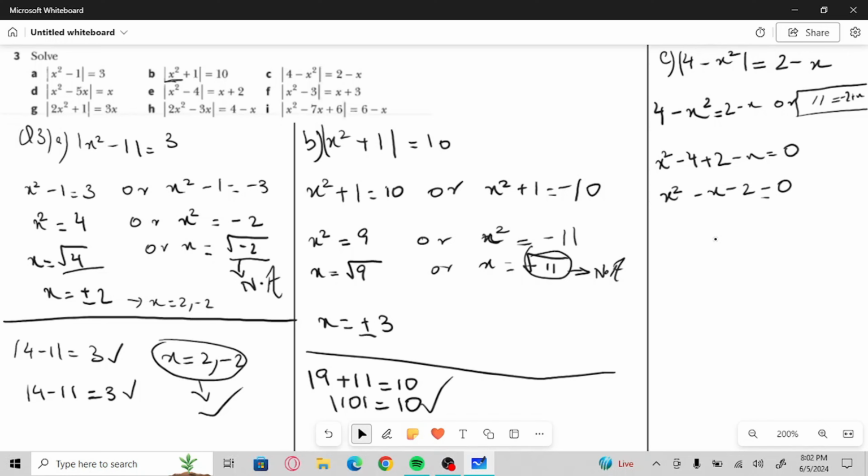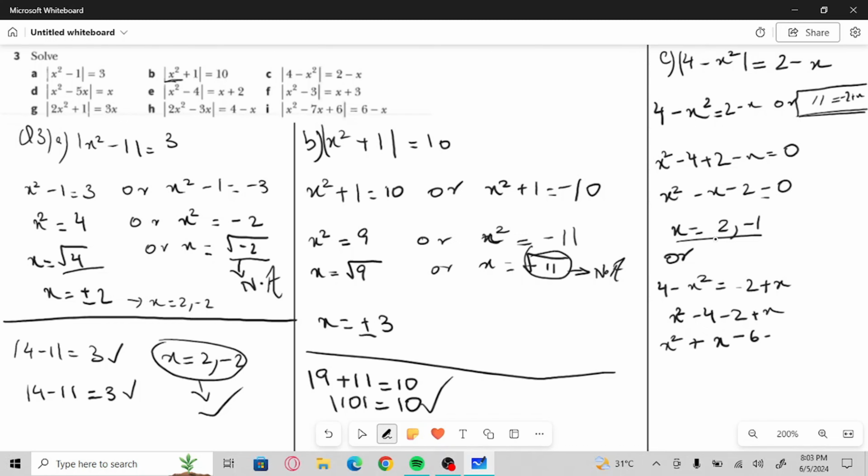And if you are unclear how to get the quadratic equation on a calculator, search for it on YouTube. There are thousands of videos for that. x is equal to 2 or -1. Okay, you have two values of x. Now for the other part, 4 minus x squared is equal to -2 plus x. What we'll do now, again: x squared minus 4 minus 2 plus x squared plus x minus 6 is equal to 0.